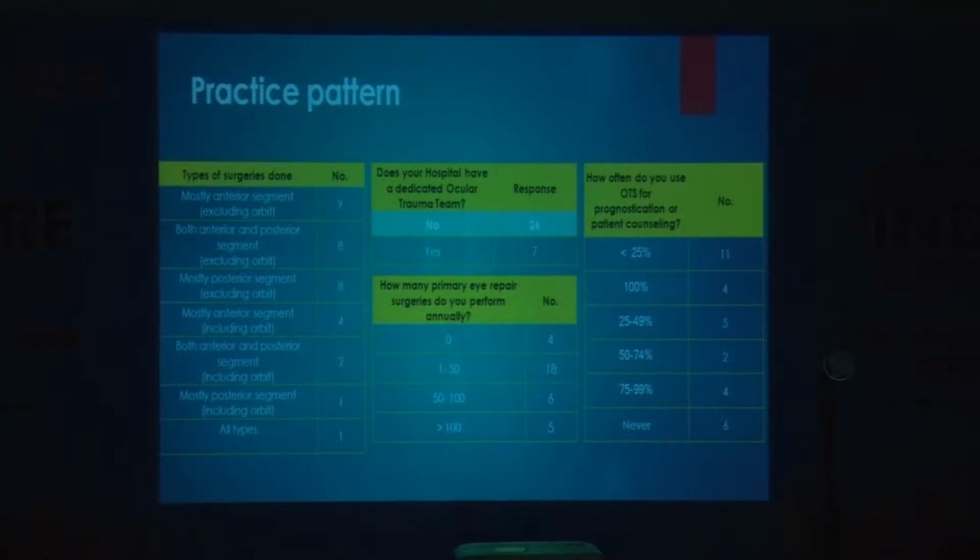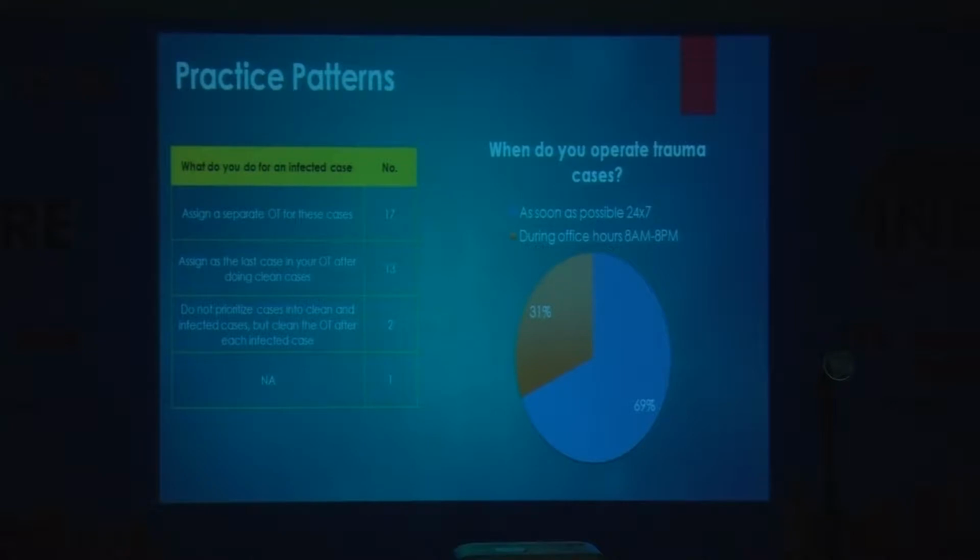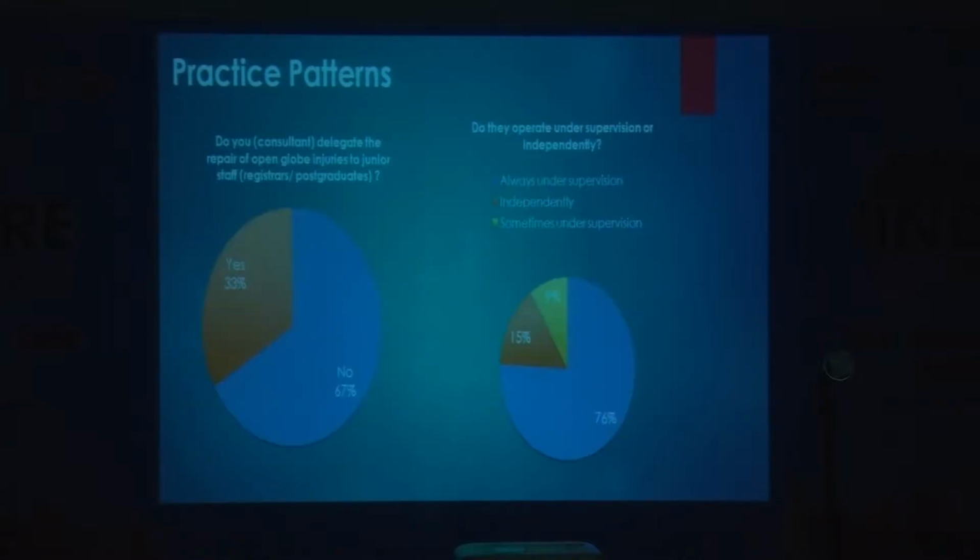Another question gave us data about primary eye repair, how many per year, and how often OTS is used for prognostication. Looking at practice patterns in infected cases, 17 centers were operating in a dedicated infected theater. The remaining 13 were doing it as a last case and then cleaning the theater. And 69% of centers were operating 24/7. Only 31% were operating during office hours, 8 AM to 8 PM.